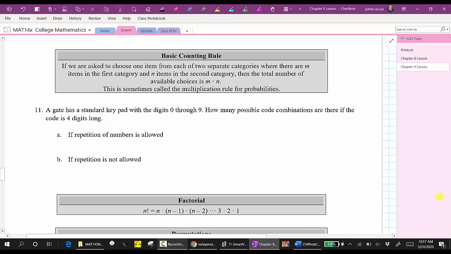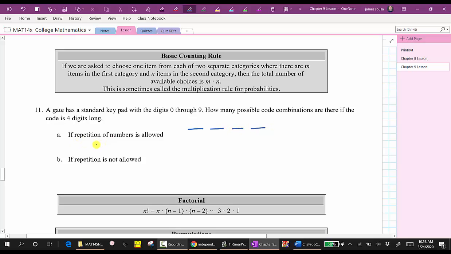A gate code has a standard keypad with the digits 0 through 9. How many possible code combinations are there if the code is 4 digits long? So we can think of the 4 digits as 4 categories. So let's go ahead and model this. We have 1, 2, 3, 4 categories.